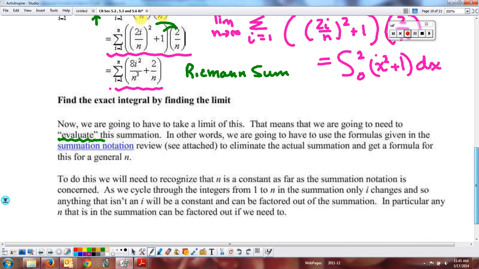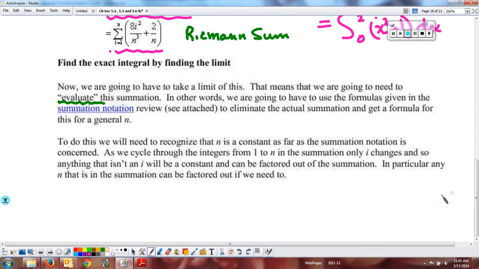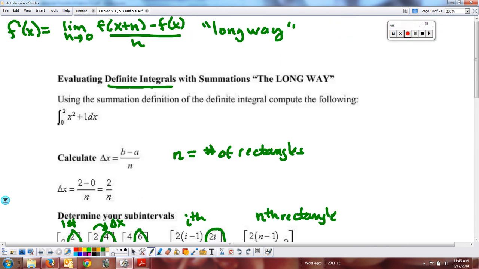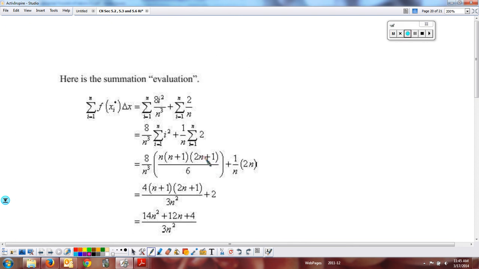But let's go ahead and do it the long way so that we can appreciate the shortcut that's coming. We want to evaluate this sum. I have put up in the folders a little summation notation review and some formulas that are going to be important as you evaluate the summation. If you have the summation of a sum itself, you can split, just like we do when we're doing our derivatives and our integrals.